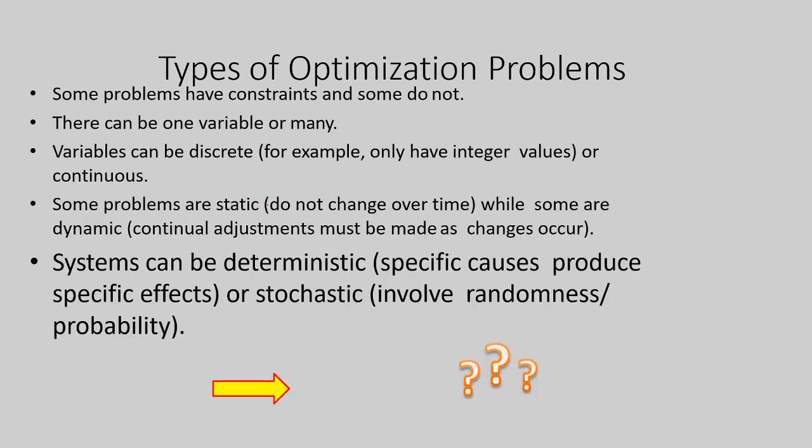Next, we will discuss how we identify whether the system is deterministic. When you talk about deterministic, specific causes produce specific effects. Stochastic involves randomness or probability. This is what we are going to discuss in the upcoming lectures, whether the deterministic function is going to affect the specific effects, or whether it is going to produce some randomness or probability effect on the selected values.